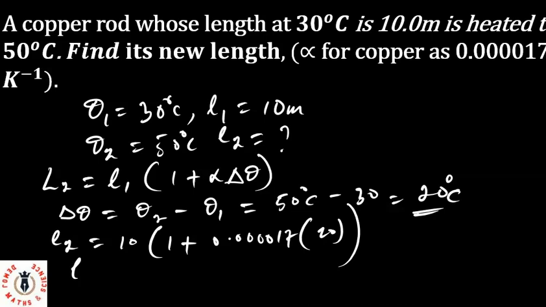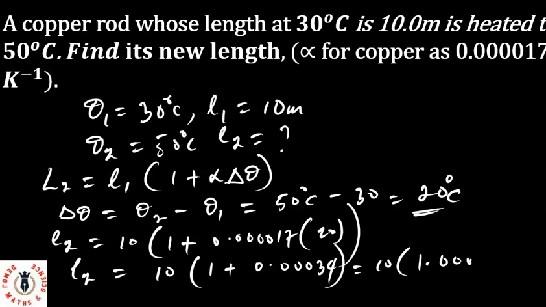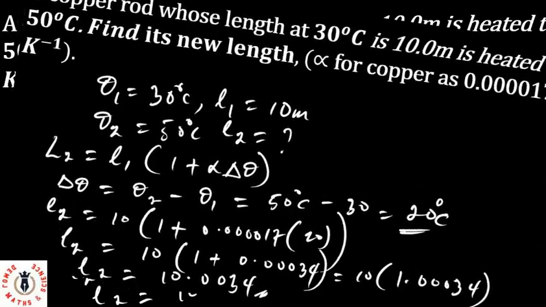So L2 will be the same thing as 10 into (1 plus 0.000017 times 20), that should be 0.00034, plus 1. That equals 10 into 1.00034. So L2 will be the same thing as 10.0034. So that's my new length. The new length of the rod will be given by 10.0034.